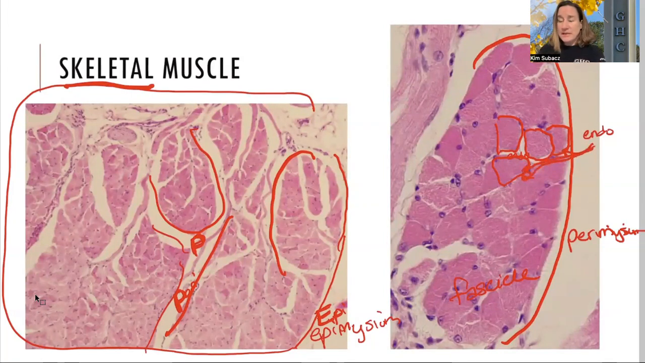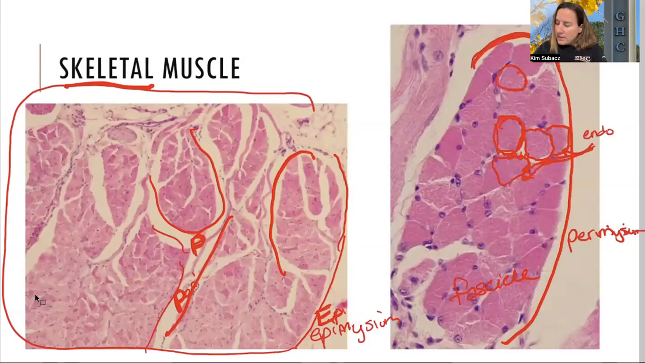So those are our three different mysiums that we need to know. Around the entire muscle, epimysium. Around the bundle, which is called a fascicle, is going to be perimysium. And then around one single muscle fiber, the connective tissue that goes around just that one guy is going to be endomysium. So this is endomysium.